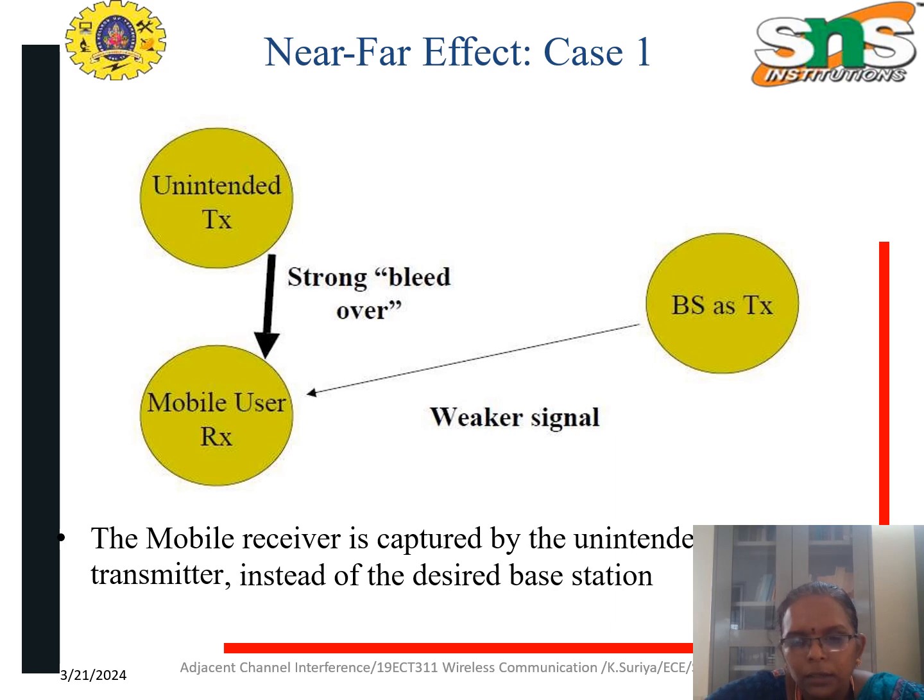So if you see here, this is the unintended transmitter, and this is the actual transmitter. The receiver, instead of receiving the signal from the required transmitter, receives the signal from the unintended transmitter. The reason is the actual transmitter signal is very weak, and the signal from the unintended transmitter is stronger when compared to this weak signal. So the stronger signals are accepted over the weak signal.